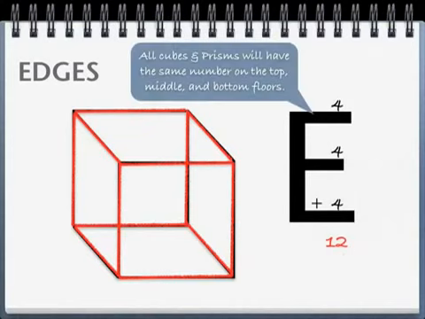So what's important to know is that pretty much all cubes and prisms have the same number on the top floor, the middle floor, and the bottom floor. So that's key there. That'll be a big help for them.